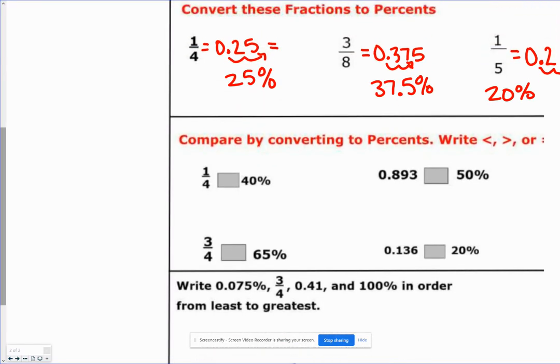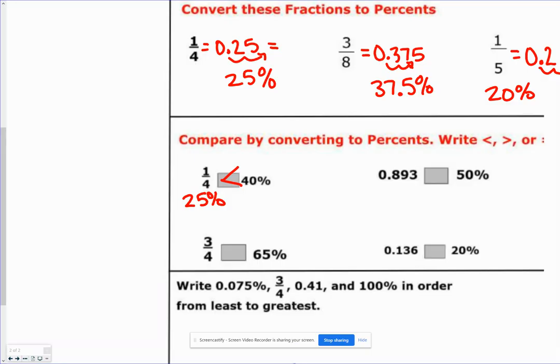Next, we are comparing by converting to percents. So in order to compare these, they have to all be the same thing. They could all be fractions, they could all be decimals, or they could all be percents. I think either changing just to decimals or to percents is the easiest, and staying away from fractions. So if I convert this 1/4, well, I already kind of did up here, I would convert it to a decimal, and then I'll change it to my percent. 25% versus 40%, which is bigger? The 40%. And remember, the alligator always eats the bigger number. He's hungry.